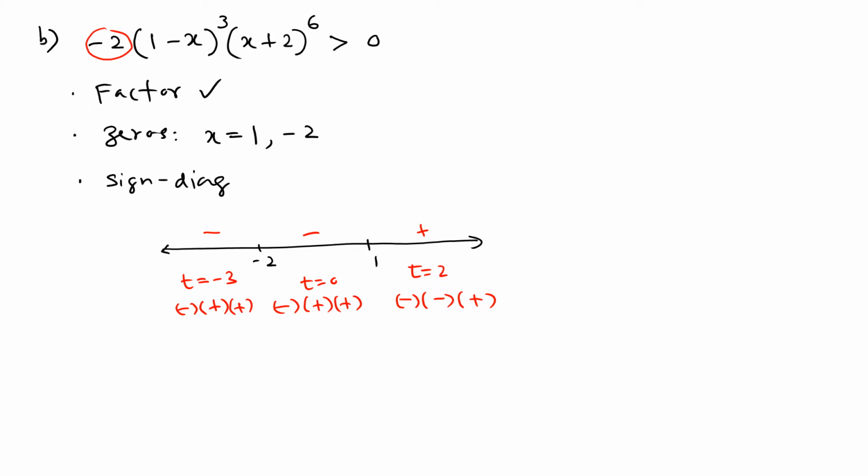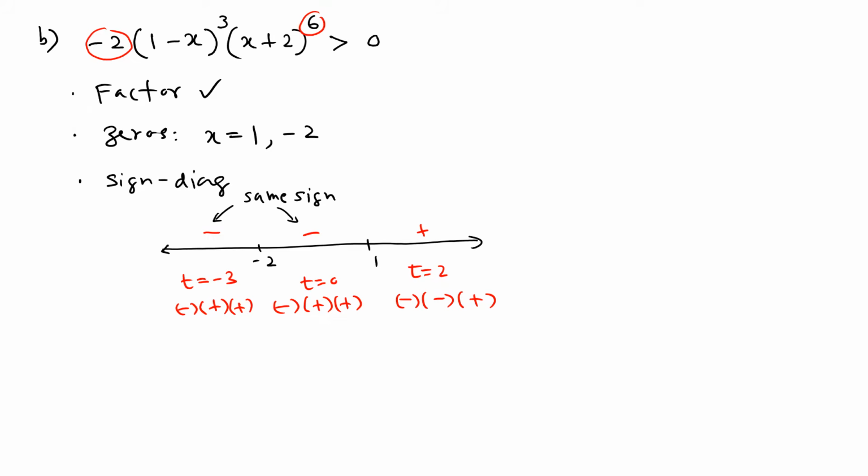So what you notice is if there's an even power, an even multiplicity around the zero, in this case the zero is -2, you can see that around the zero they have the same sign. So that's something you can see. If you have an even power, around the corresponding zero the sign is the same, either positive or negative.